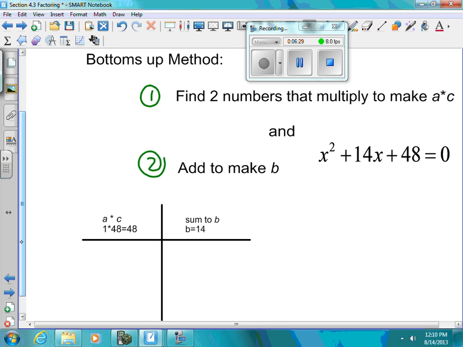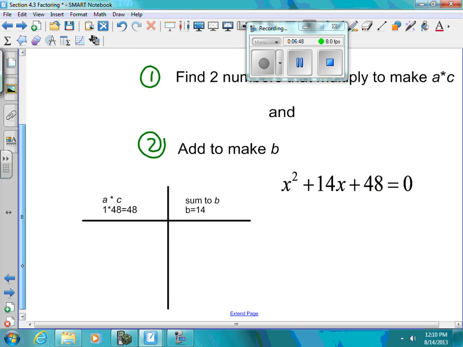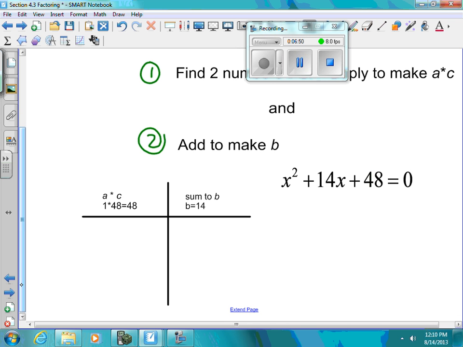So this is what we're going to do. Here is our example: x squared plus 14x plus 48. We're going to factor this. We're not going to solve it. We're going to factor it today. We will solve it in a couple of days. I'll show you how to solve it. We're just going to start with the method of factoring. So we need something that multiplies a times c, our a is 1, our c is 48, and adds up to make 14.